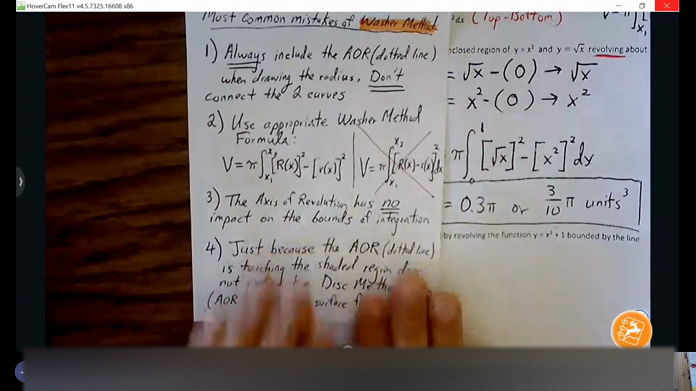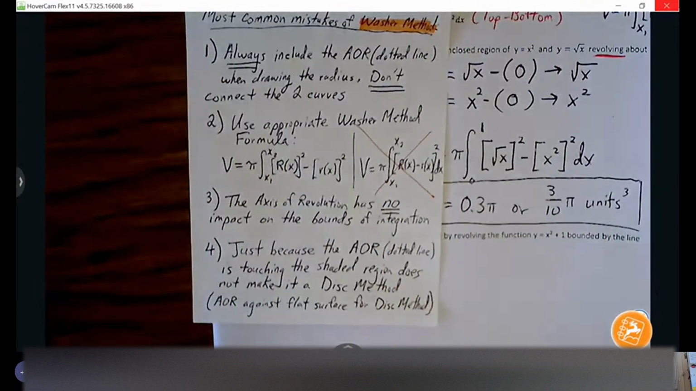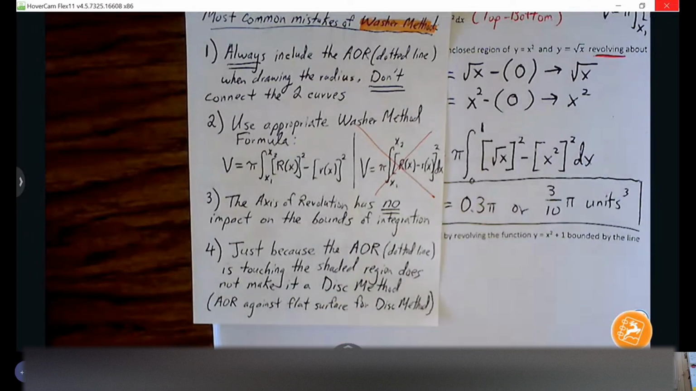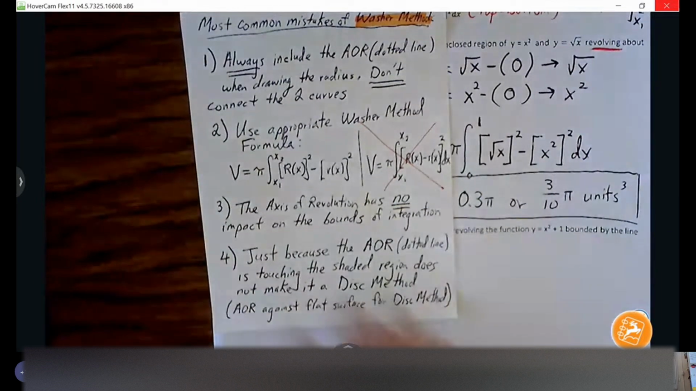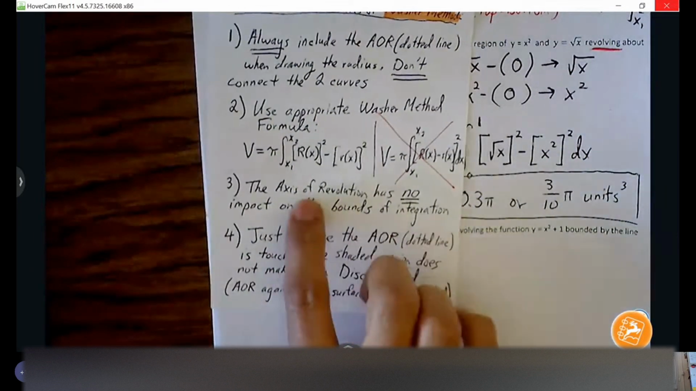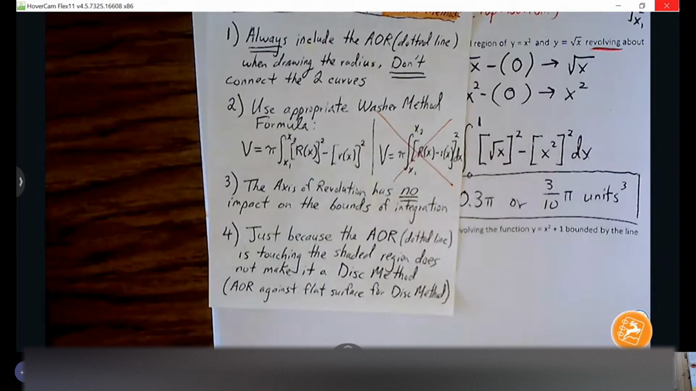Third one is your axis of revolution has no role in finding your bounds of integration. Sometimes students see the axis of revolution is so far apart, they imagine the graph or the shape to be so large that they feel like that has some role to play in finding the bounds. But the bounds are only restricted to your shaded region. You're going to find bounds the same way that you did for the washer method. It's just the shaded region. You can ignore everything else when you're finding bounds. So don't look at the axis when you're finding bounds, just your shaded region.